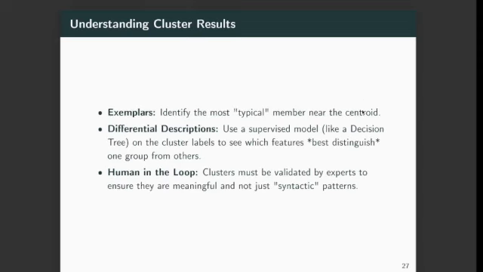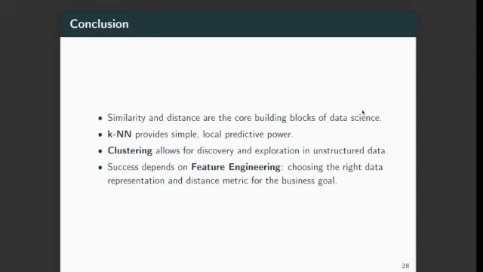As a conclusion, similarity and distances are the core building blocks of data science. KNN provides simple but local predictive power. Clustering allows for discovery and exploration, especially for unstructured data. And success depends on feature engineering, choosing the right data representation and distance metrics for the business goal.